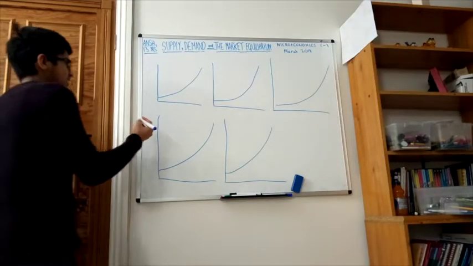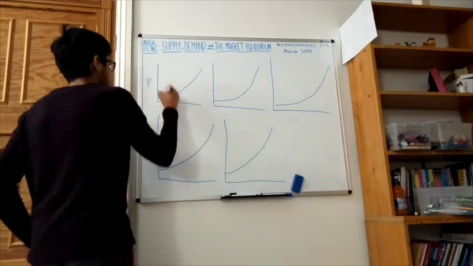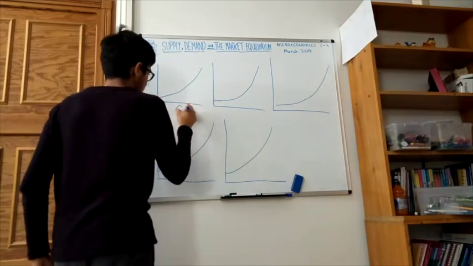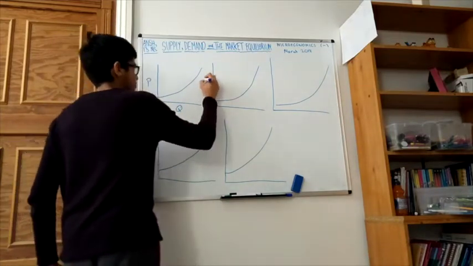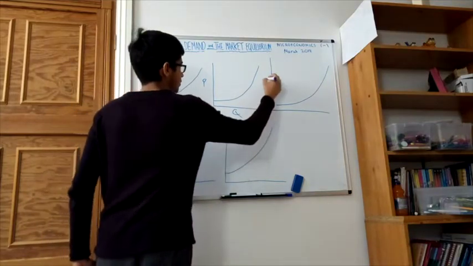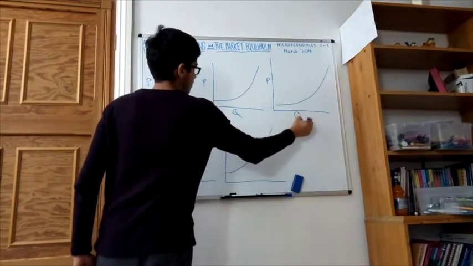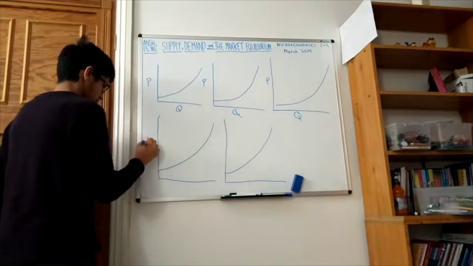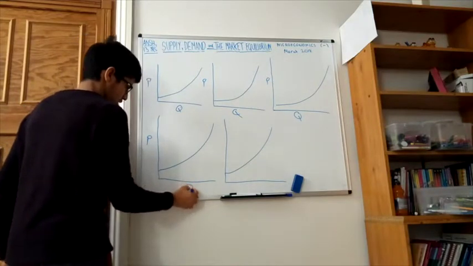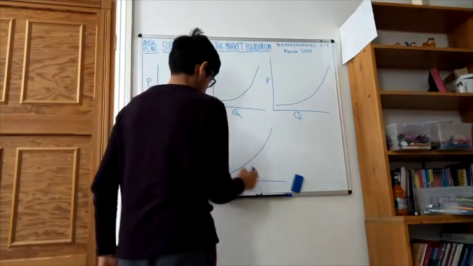So we're back with our standard supply curve, with this being the axis with price on it, and this being the axis with quantity on it, and the same for all of these. Price, quantity, price, quantity, price, quantity.